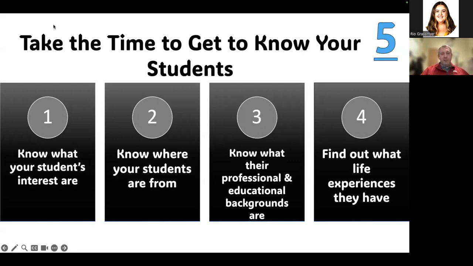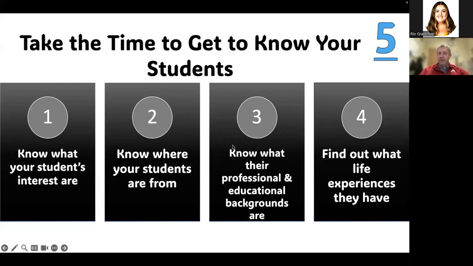That could be geographically, that could be culturally. Nonetheless, we should know who they are and what's going on. Know what their professional and educational backgrounds are, but also know what their professional and educational goals are. We've thought about an EMT student classroom. Do they have a goal to go to paramedic school? What are their goals? We should start that encouragement from day one.